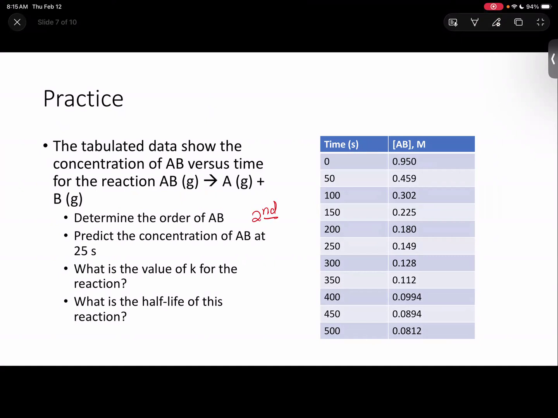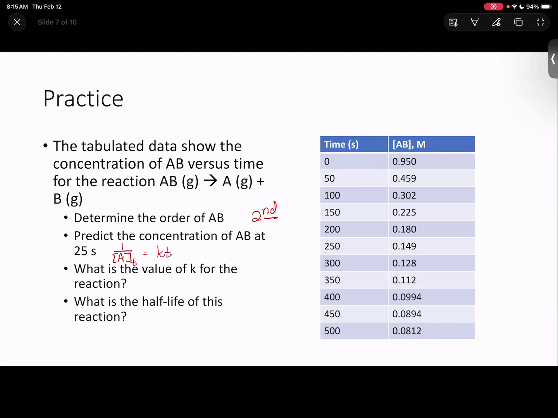Now, if it is 1 over A, that means that the equation we're going to use to do calculations is 1 over A at any given time is equal to a positive kt plus 1 over A of the original concentration occurring at 0. So if we want to predict the concentration of AB at 25 seconds, we're going to use this equation and we're going to solve.